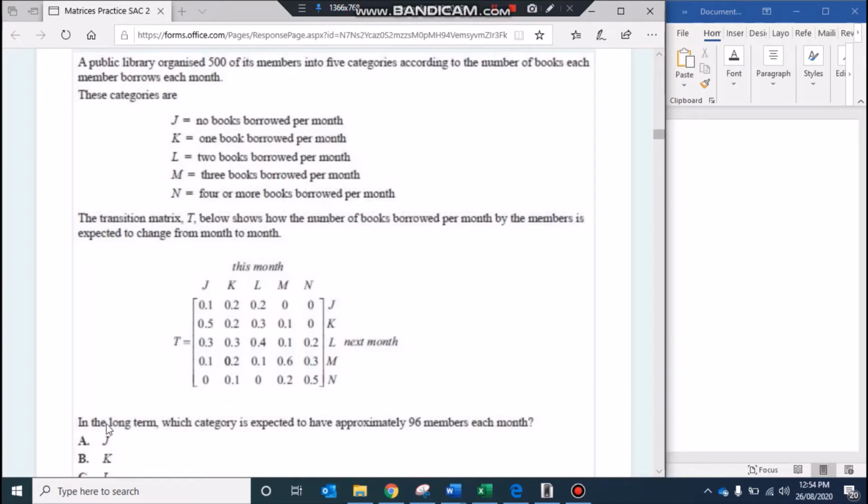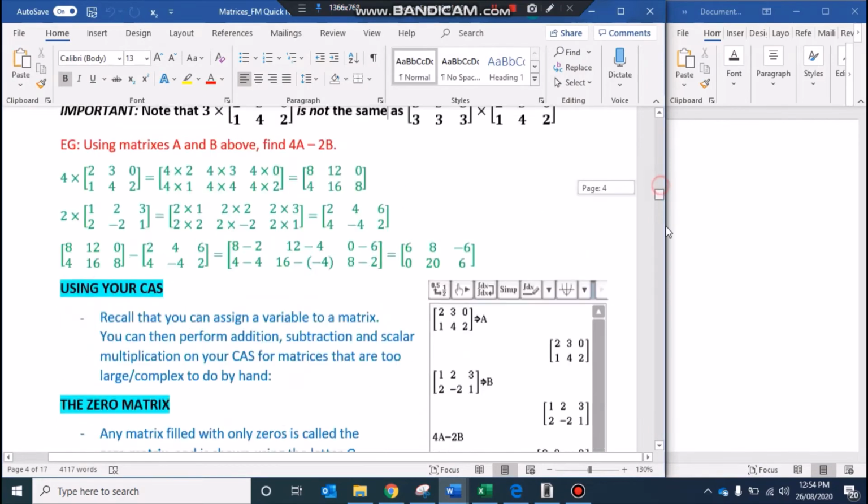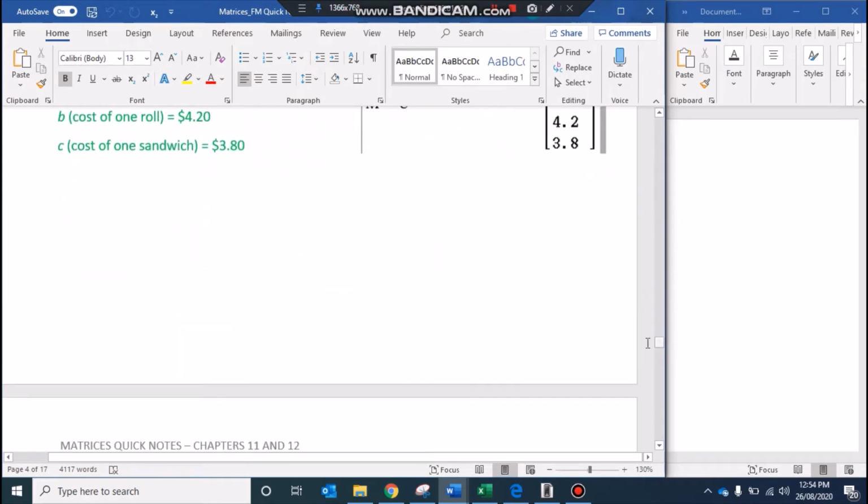So the key here is in the long term. Quite often when a question wants you to calculate the steady state solution, it'll use the wording in the long term. So we know we're going to be looking at steady state solutions. So let's have a look at what our notes say about that.